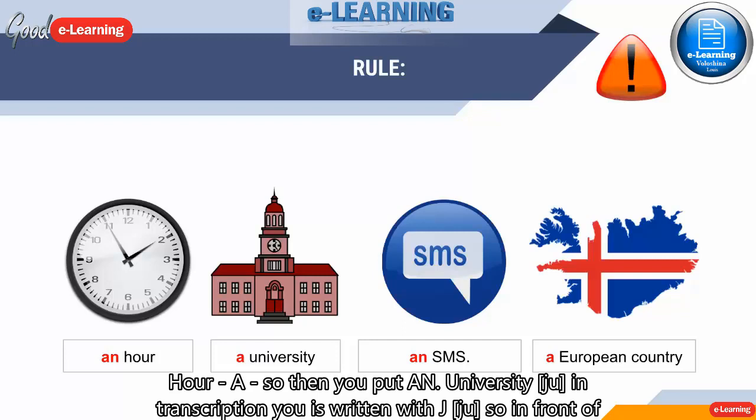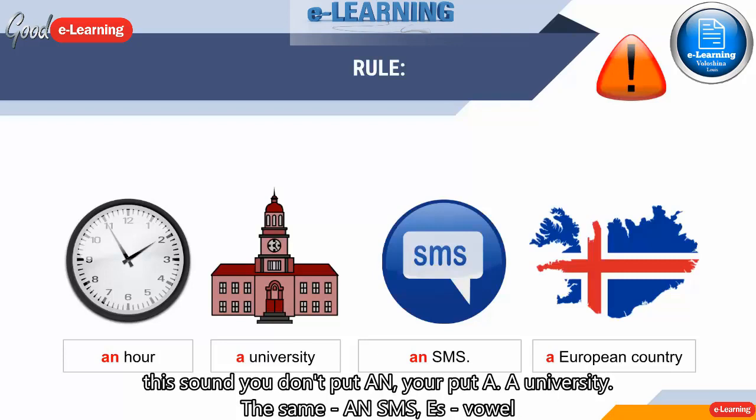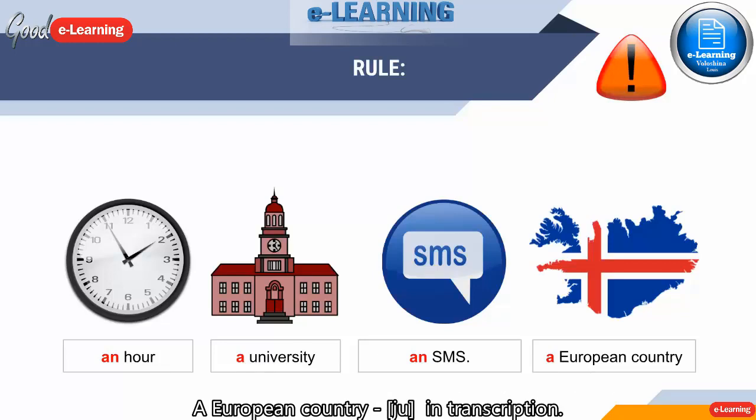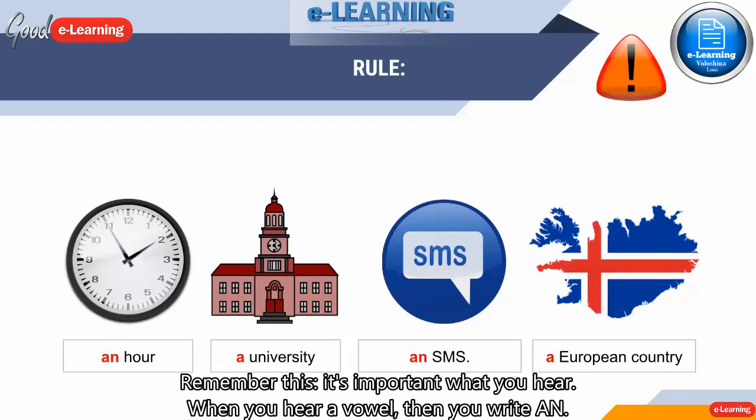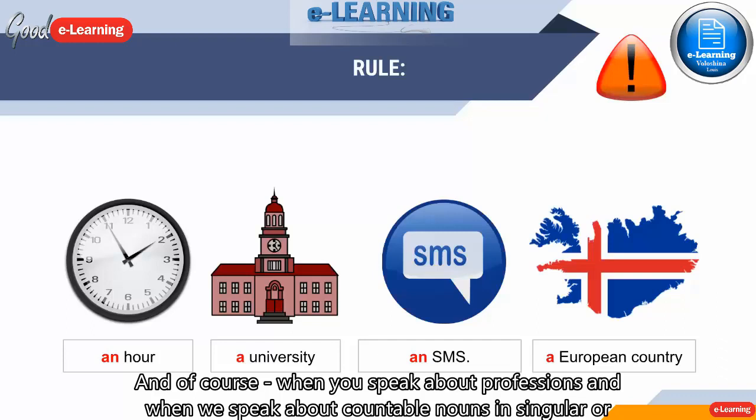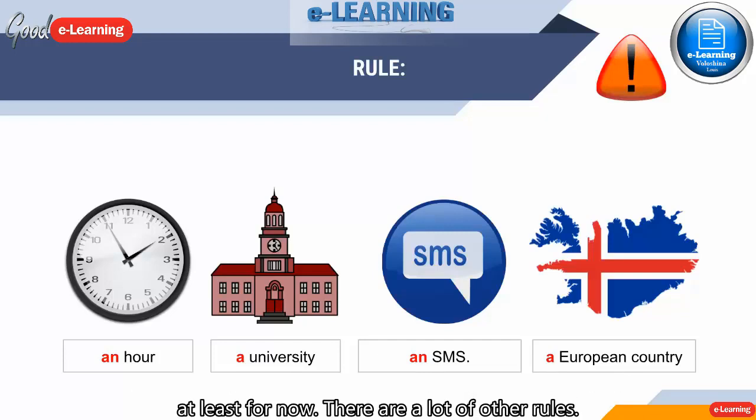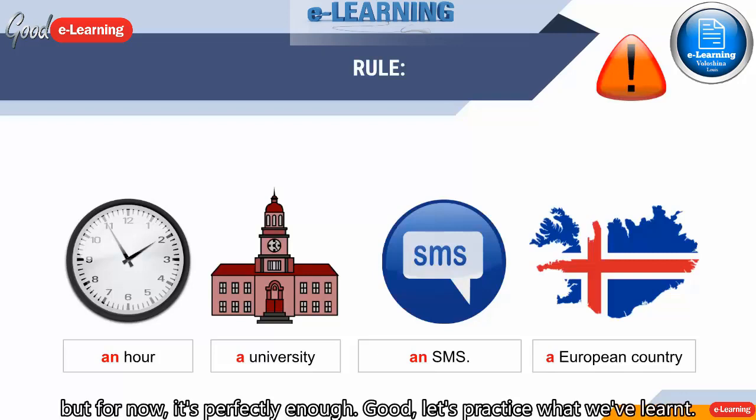A university. U. In transcription, U is written with J. J, U. So in front of this sound, you don't put an. You put a university. The same. An SMS, E, vowel, SMS. A European country, U, J, U in transcription. Remember this. It's important what you hear. When you hear a vowel, then you write an. And of course, this is when we speak about professions, and about countable nouns in singular, at least for now. There are a lot of other rules, but for now, it's perfectly enough.